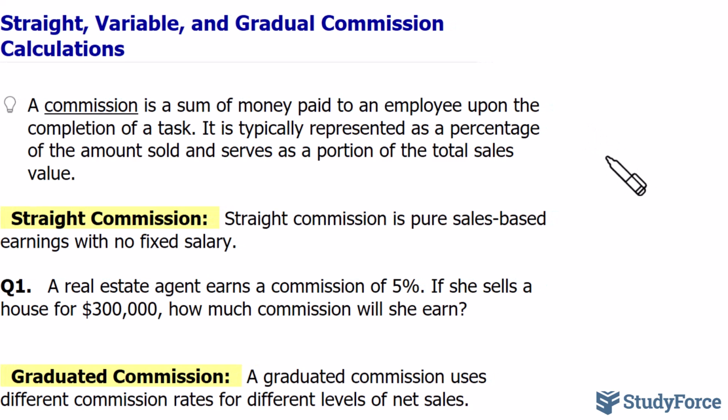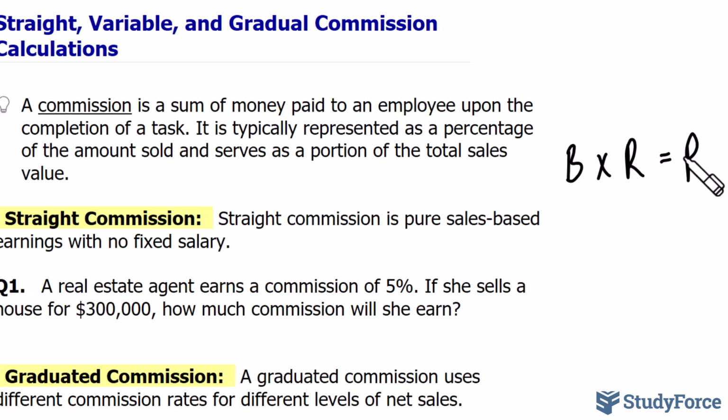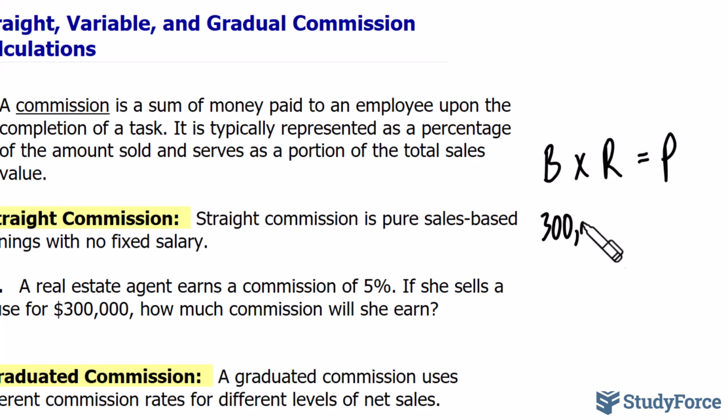It works like this. You take the base value, which we represent as B, multiply it by the rate, or the percentage made into a decimal. We'll represent that as R for rate. And when we multiply these two together, we get the portion, which in our case represents the amount of money the real estate agent will make, the commission. The base value here is $300,000. So we'll take $300,000, which is the cost of the home, and we'll multiply it by the rate of 5%.